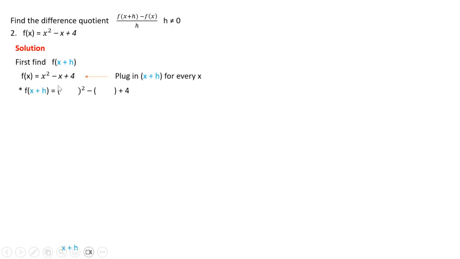For the x squared it is x plus h, and for the x by itself it is x plus h. Now, what we do first is multiply the binomial by itself. x plus h squared is x plus h times x plus h. We'll do the FOIL. x times x will give us x squared. x times h will give us xh. h times x will give us xh. And h times h will give us h squared.